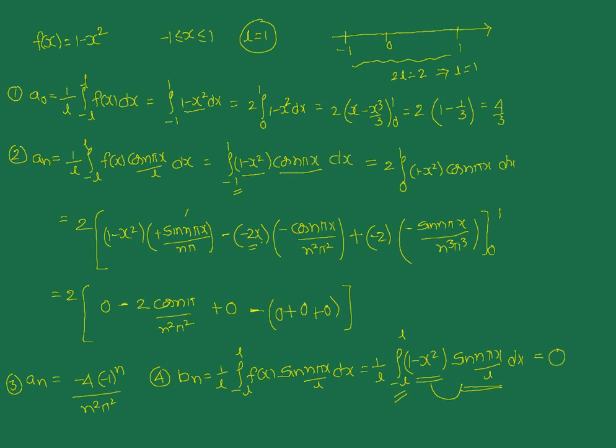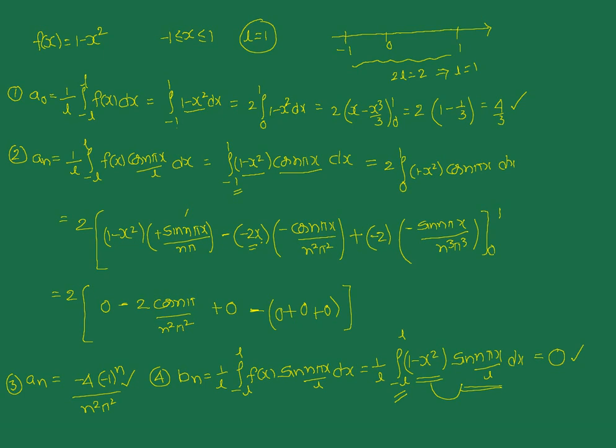Therefore what are the different values of the coefficients? A naught is equal to 4 by 3, an is equal to minus 4 into minus 1 power n by n square pi square, and bn is equal to 0. You substitute these values in the Fourier expansion, you will get the final answer.